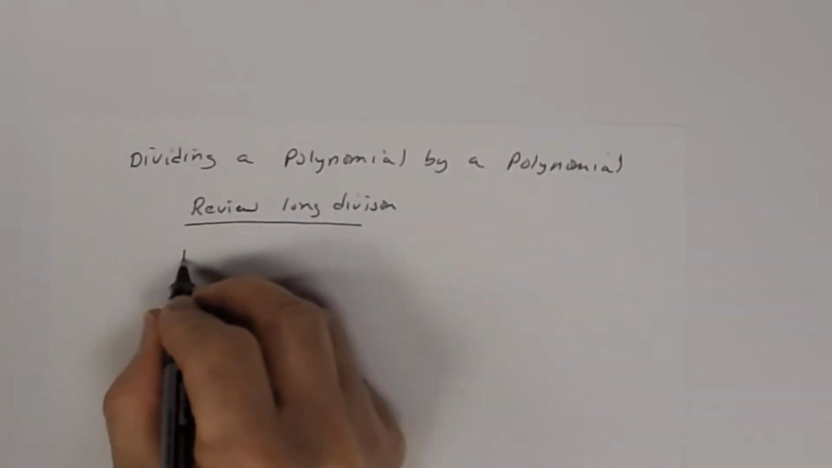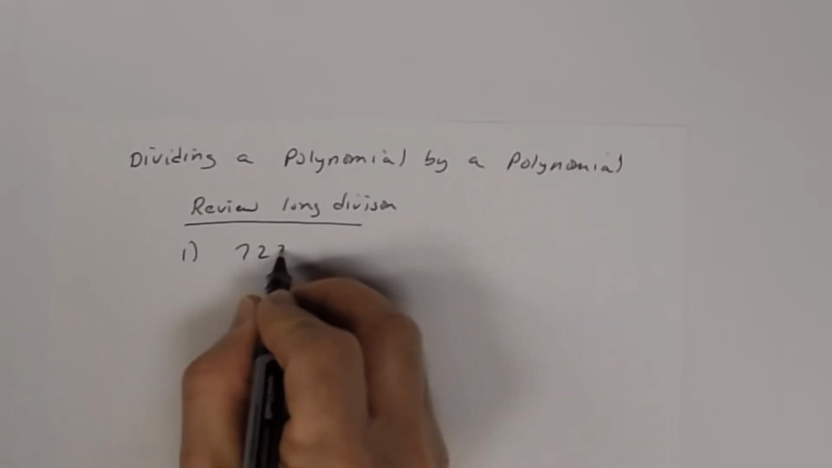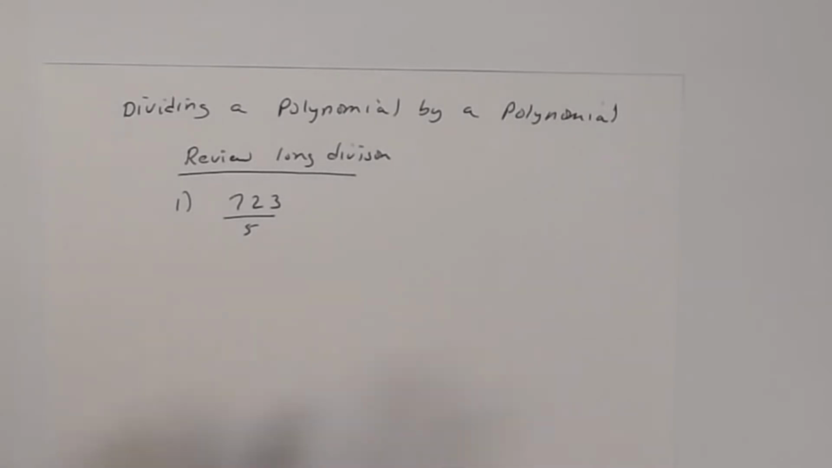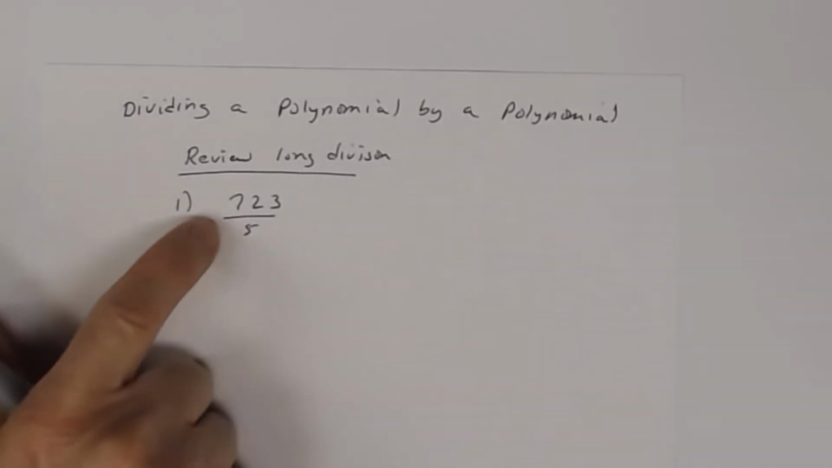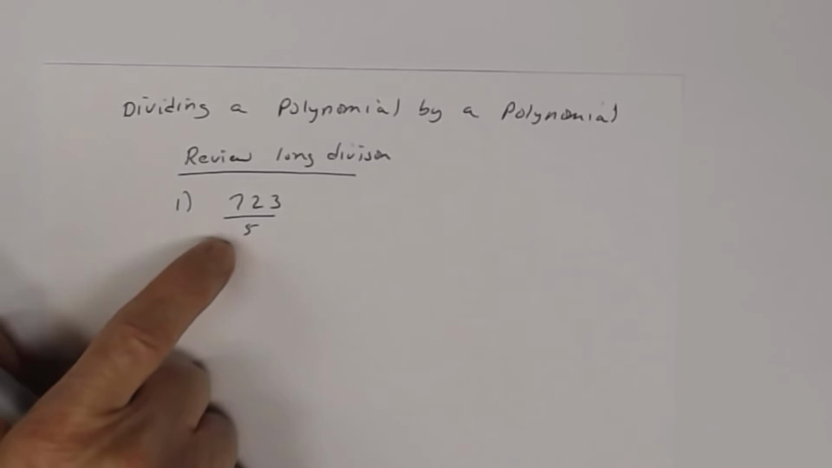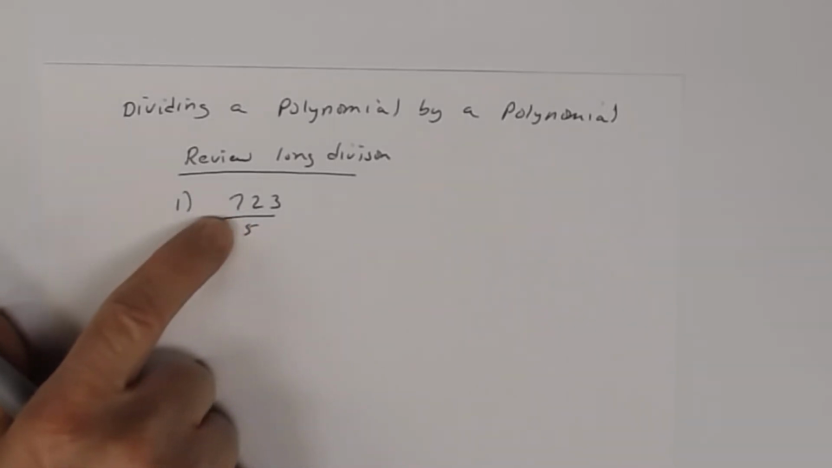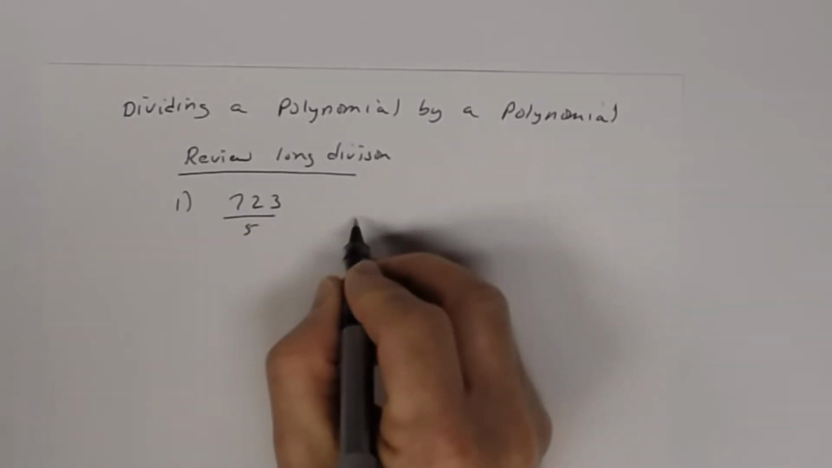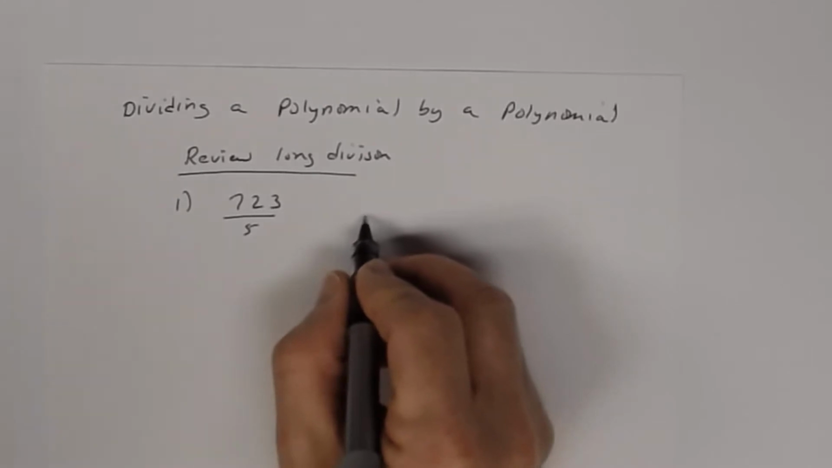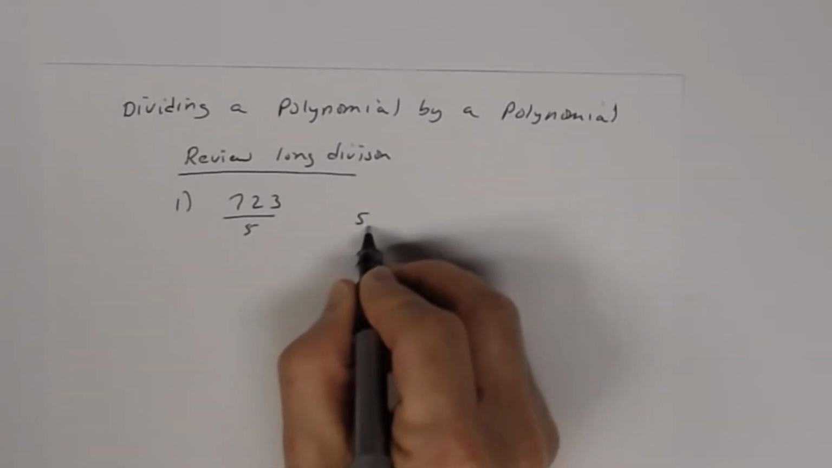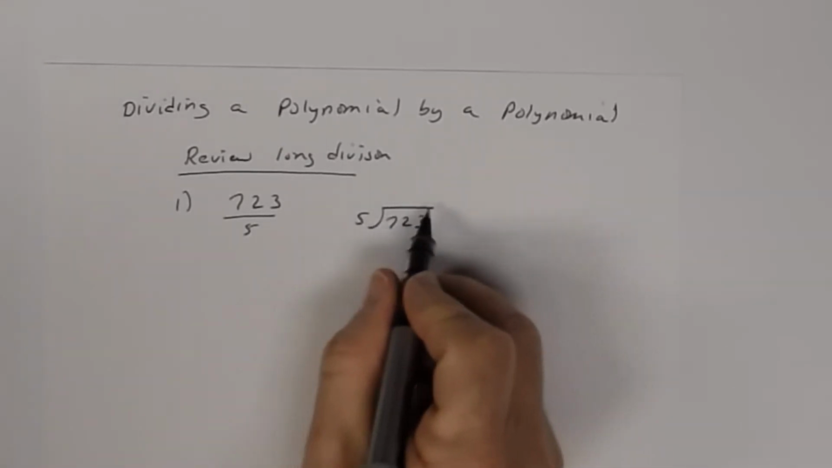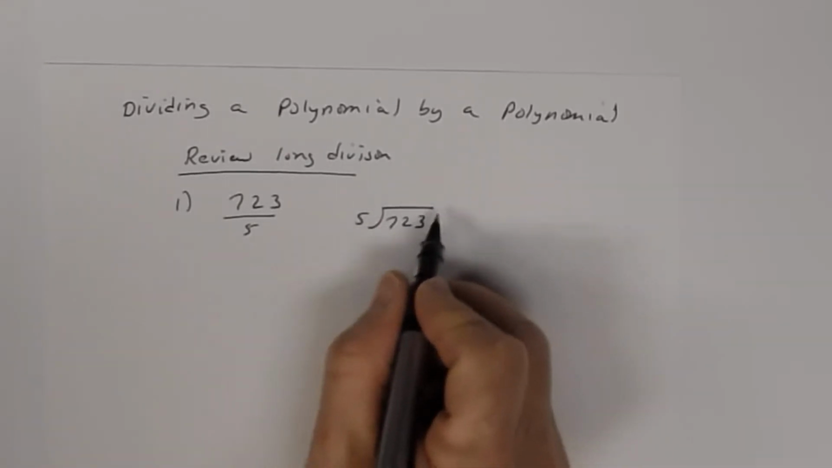All right, so number one, let's suppose we have 723 divided by 5. Now, remember, the numerator is greater than or equal to the denominator, so this is an improper fraction. All right, and so when you divide this by hand, not using a calculator, remember you said 5 divided into 723. So our division symbol right here. So that's the format you wrote this in.